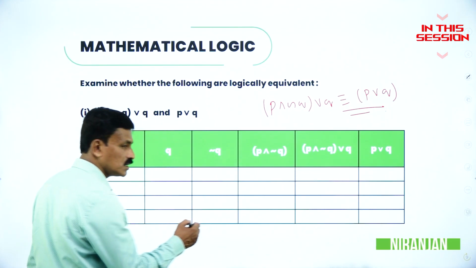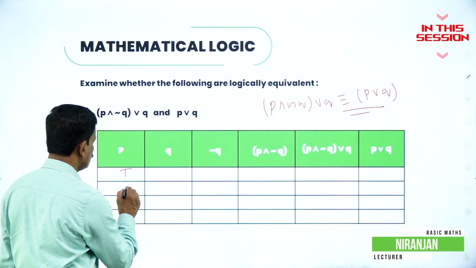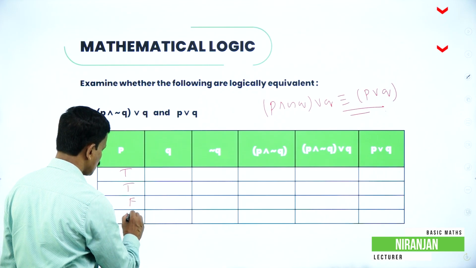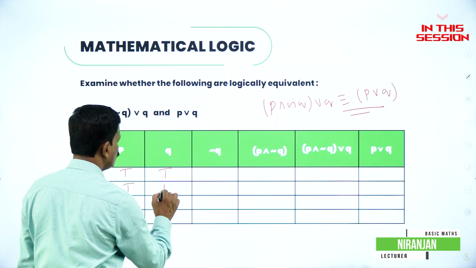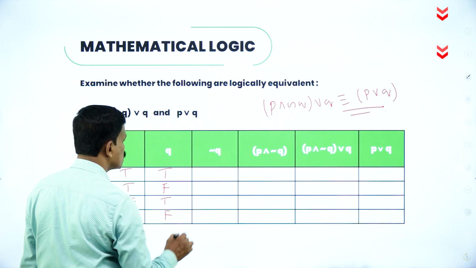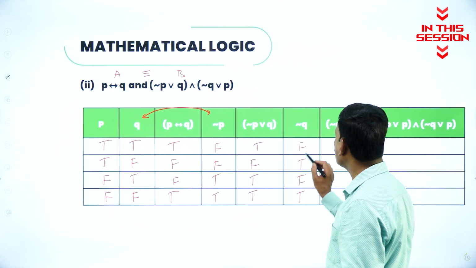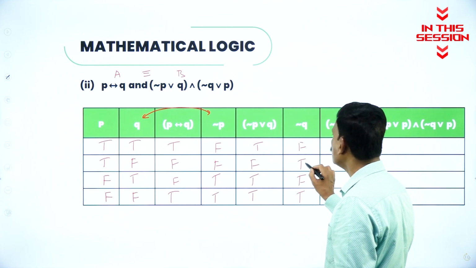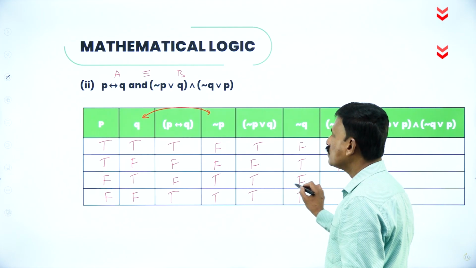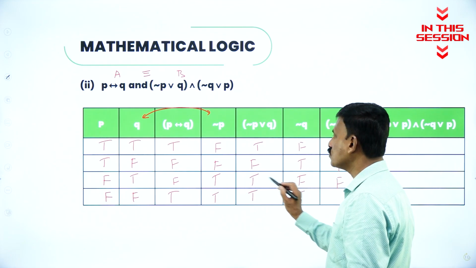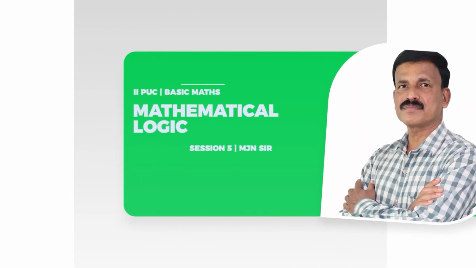As you know, the truth values for P are true, true, false, false. For Q it is true, false, true, false. So again for disjunction, false and false is false. In other cases it is true. So false and true is true. True and true is also true. False and false is false. True and false is true.